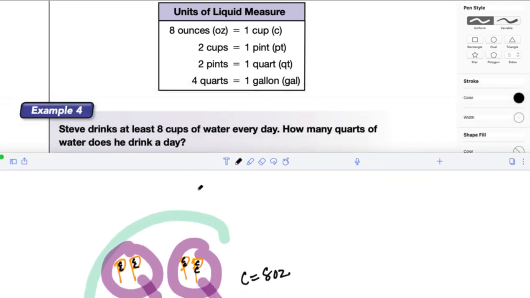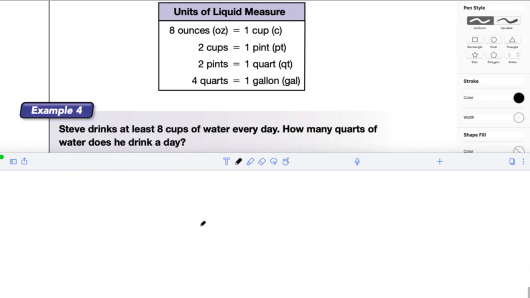So we're dealing with Steve. Steve drinks at least 8 cups of water every day. How many quarts of water does he drink in a day? So we know 8 cups of water is how much Steve drinks.